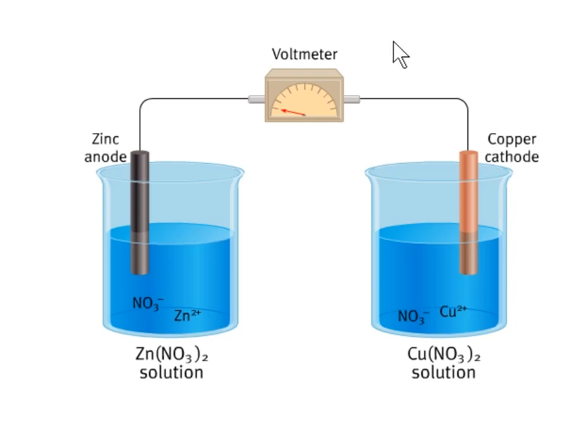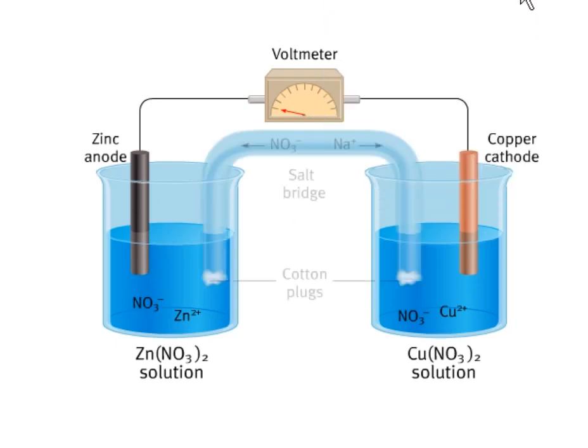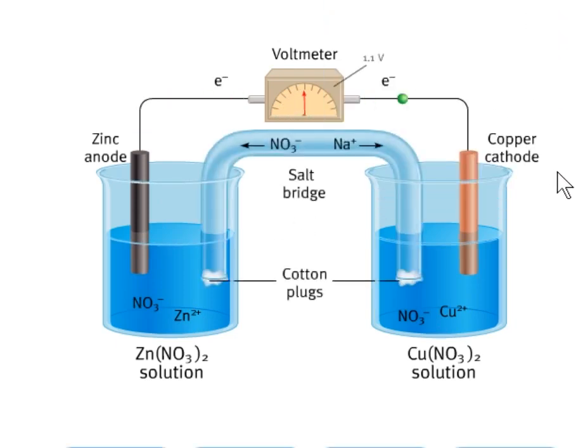produced by means of a spontaneous redox reaction. In this cell, zinc metal will be oxidized and copper 2+ ions will be reduced. To complete the electric circuit, the solutions must be connected by a conducting medium through which the cations and anions can move. This requirement is satisfied by a salt bridge, which in its simplest form is an inverted U-tube containing an inert electrolyte.